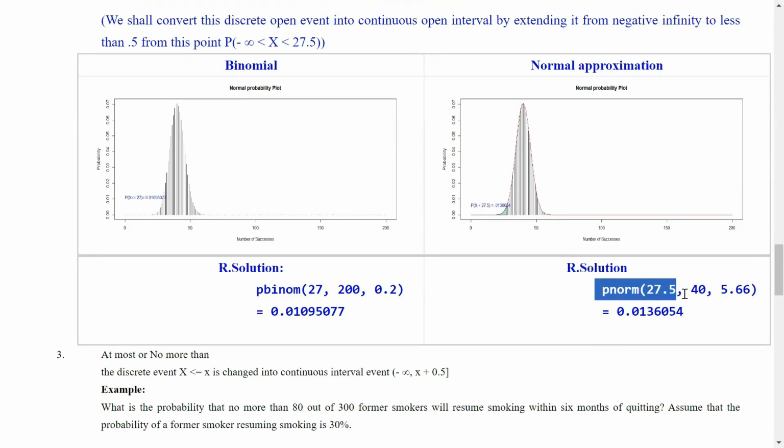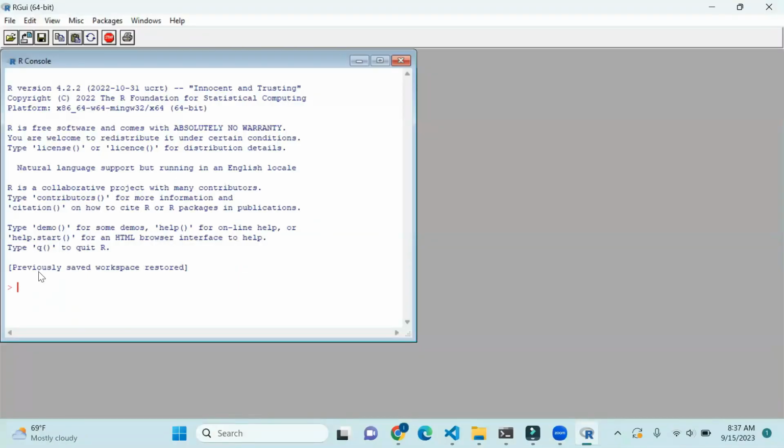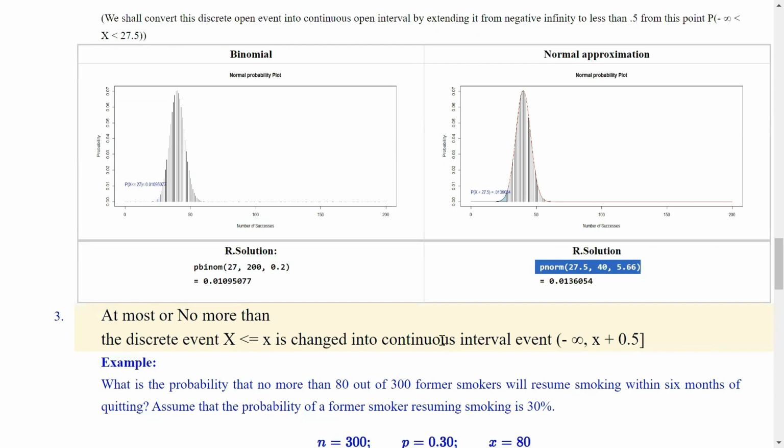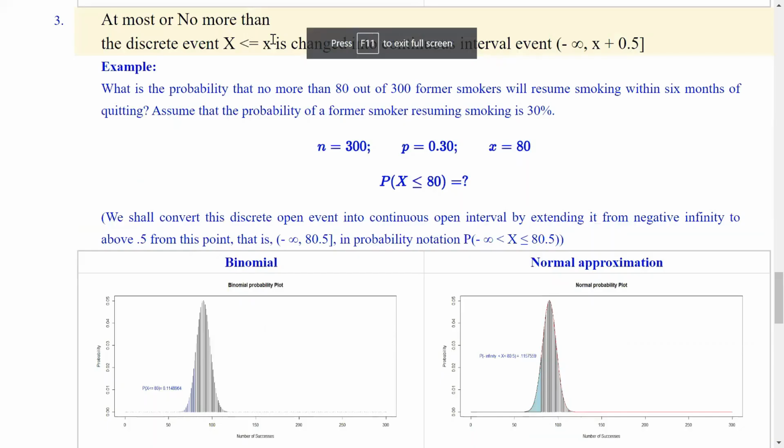Similarly, if we copy this normal command and paste at this R console, we get the printed result here. Here we see that the result matches up to the second place of decimal.